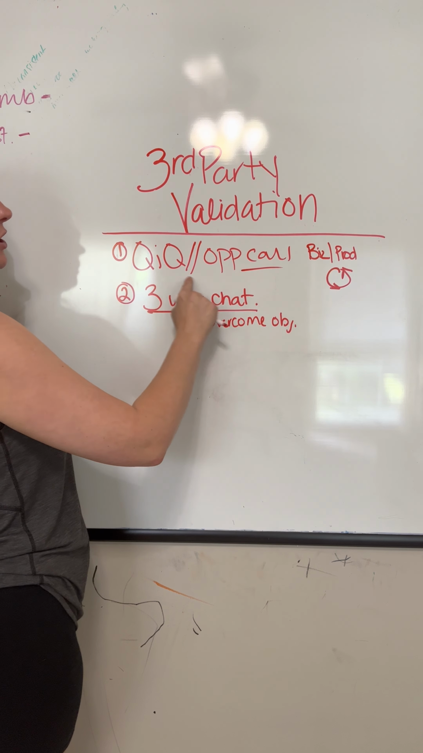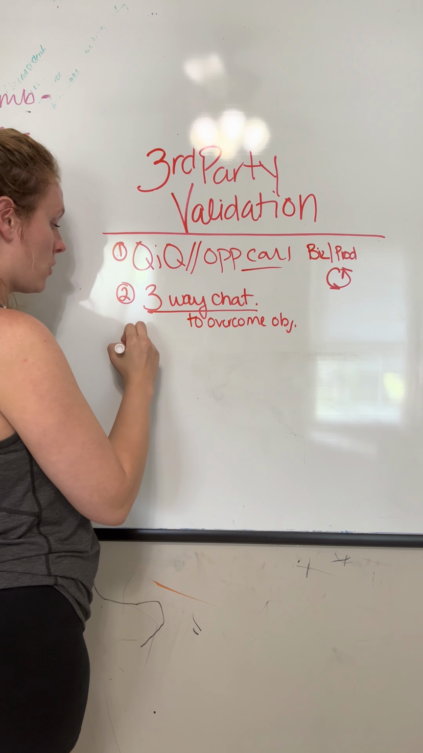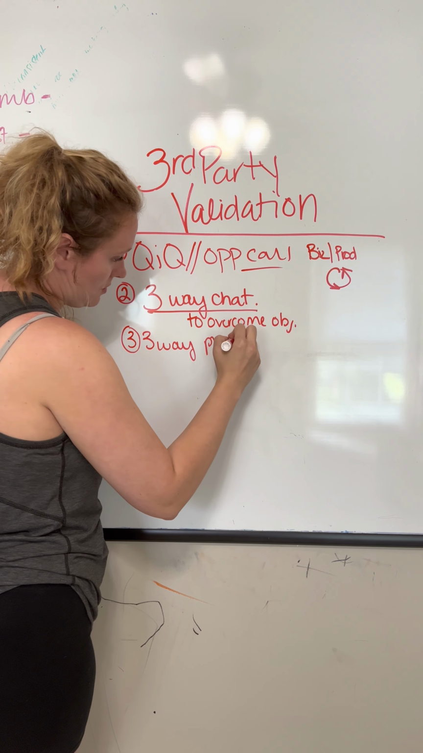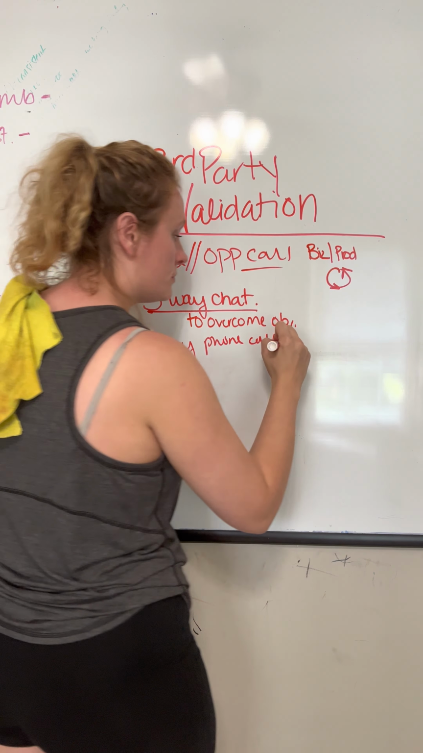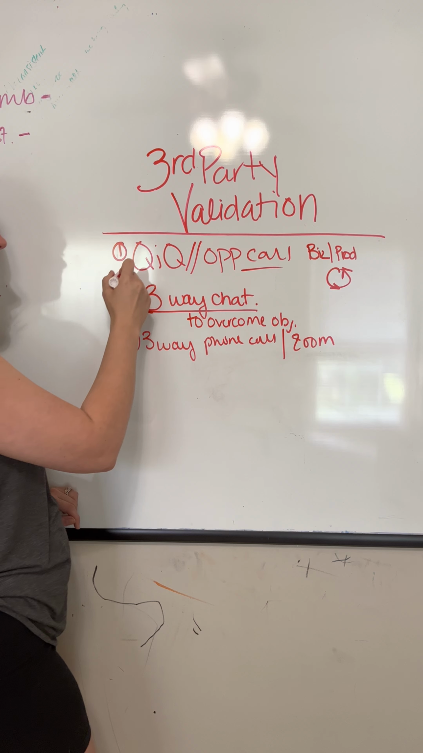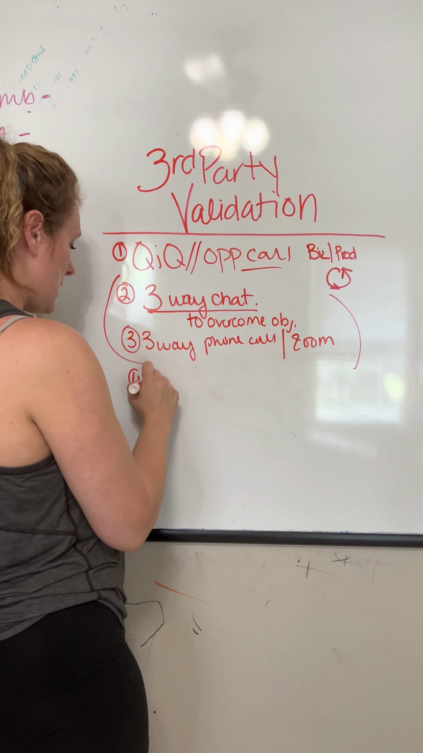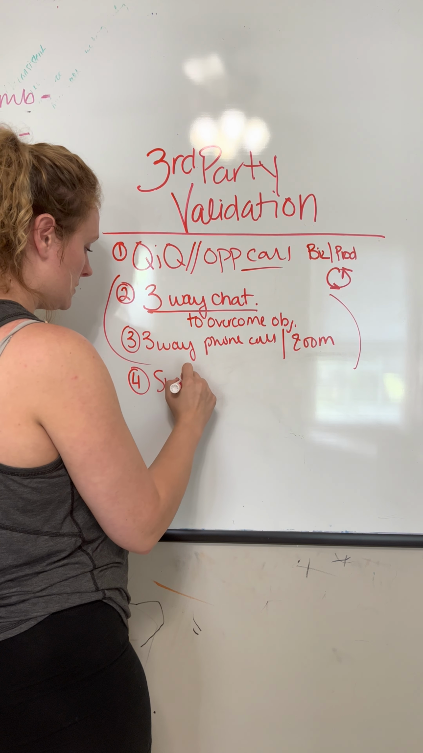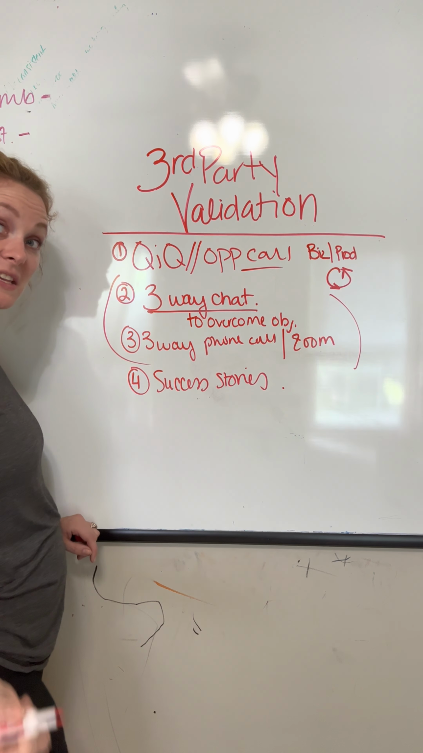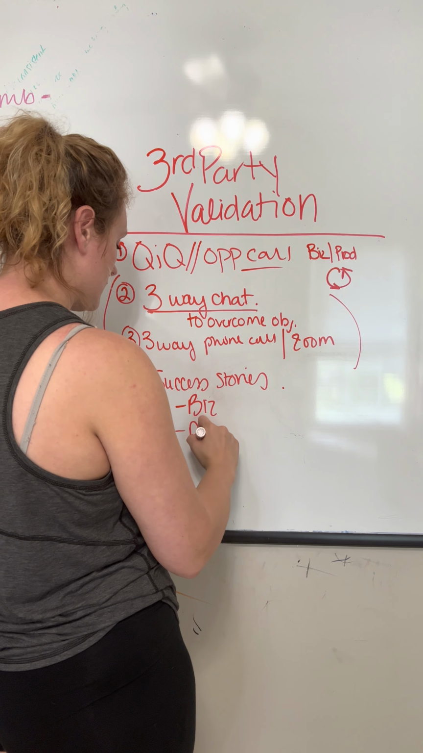So we've got our QIQ. We've got our 3-way chat. It could be a 3-way phone call or Zoom. Also, this can be live. So these things are really hand in hand. The next thing is success stories. What this can be for the business and for the products.